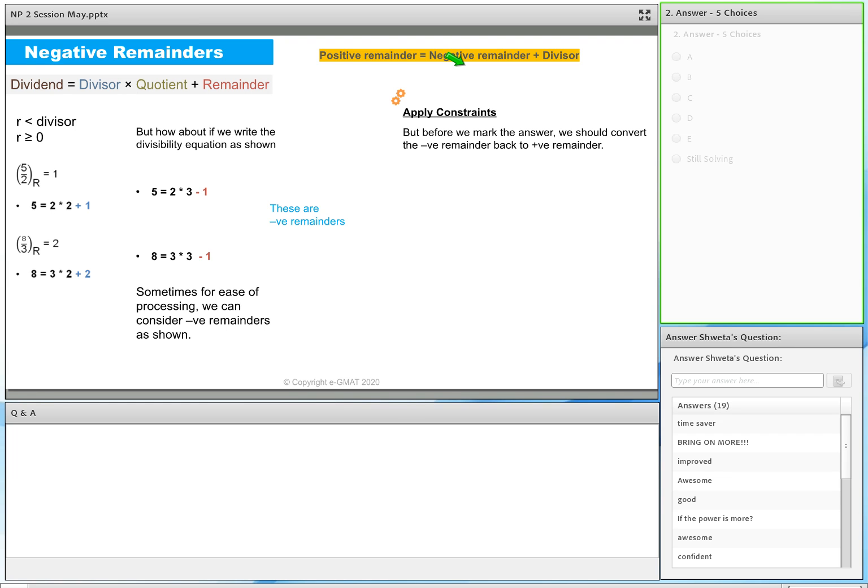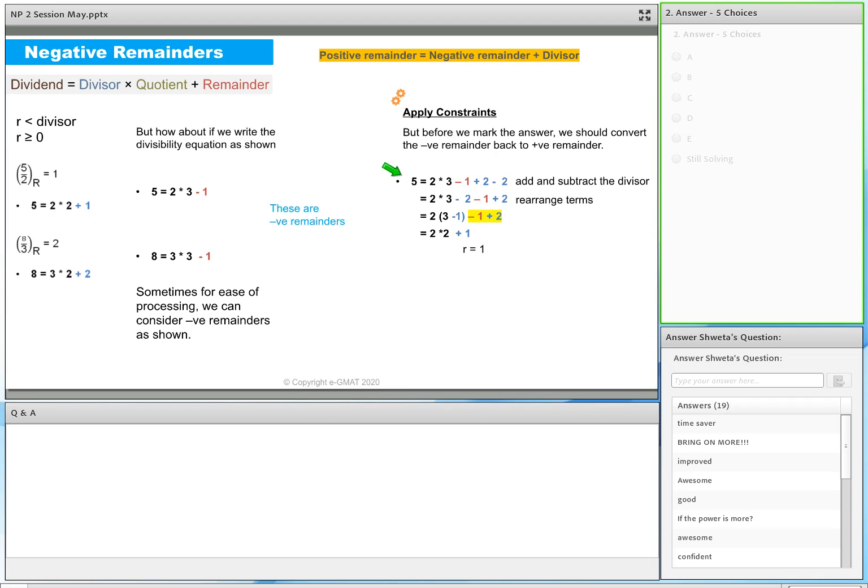For example, if you see this one, the one with 5, the negative remainder is minus 1. Just add the divisor to it, which was 2. So negative 1 plus 2 will give you the positive remainder. Similarly here, negative 1 plus the divisor, which was 3, will give you 2, which is the positive remainder.